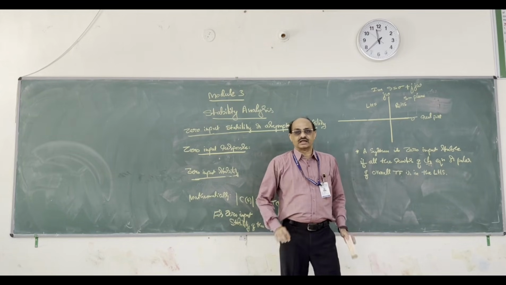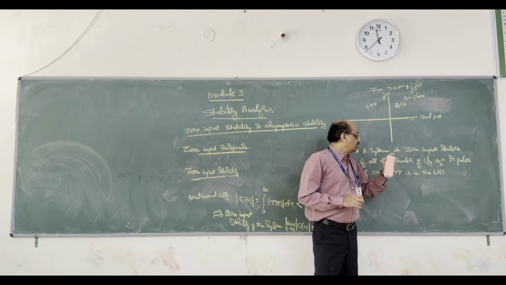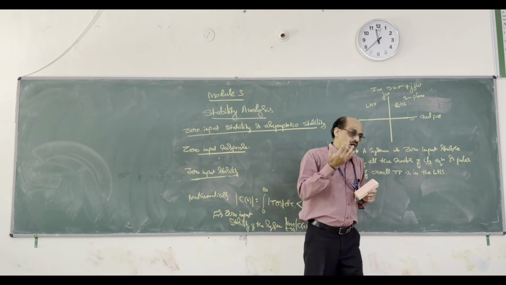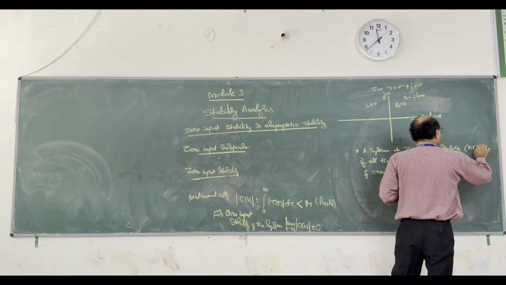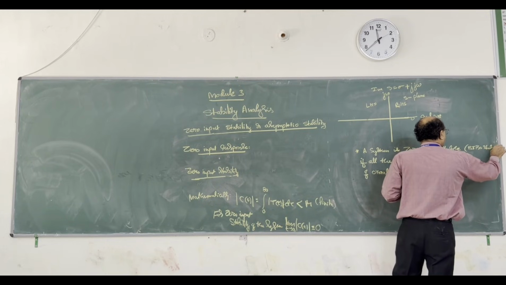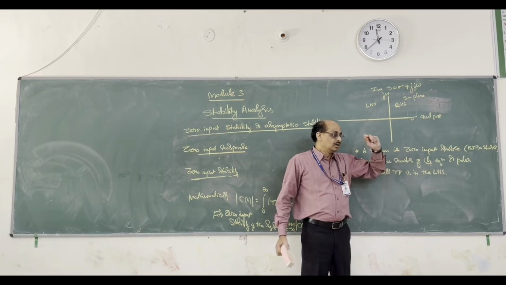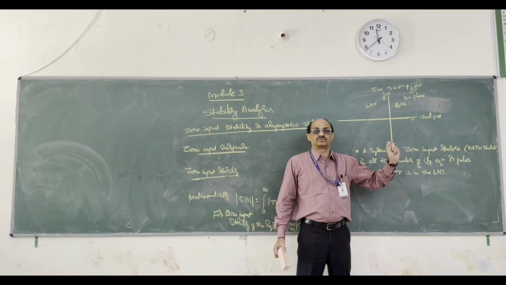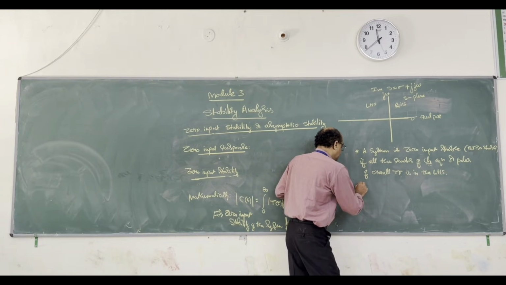Okay, is in the left half of its plane. A system is zero input stable, or the same thing, so it goes to zero, or it is BIBO stable. BIBO stable if all the roots of the characteristic equation, or poles of the overall transfer function, are in the left half of the s plane. Okay.